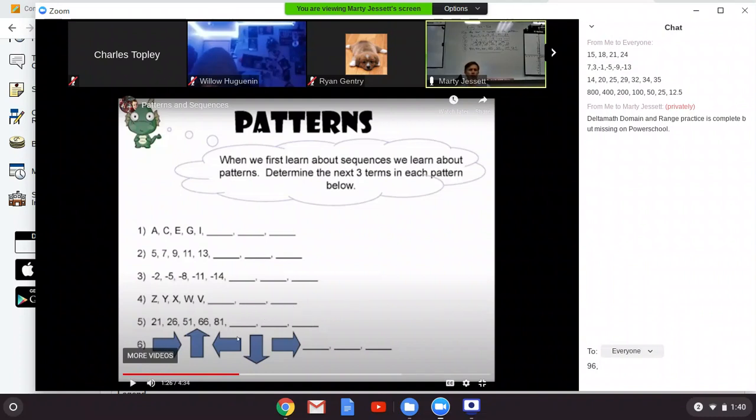Okay. And then the last one, those are just arrows. So we have an arrow to the right, then we have an arrow up, then an arrow to the left, then an arrow down, then we go back to an arrow to the right. So we're following this pattern. So the next one should be an arrow up, then an arrow to the left, and an arrow down. Okay, how did we do?